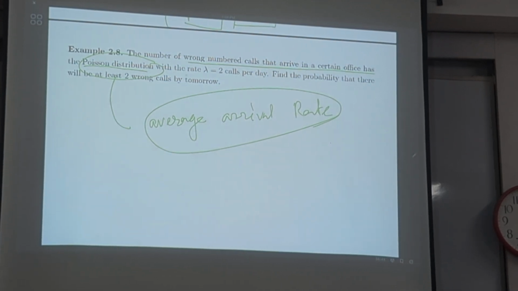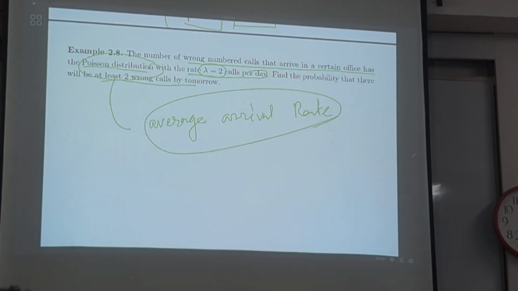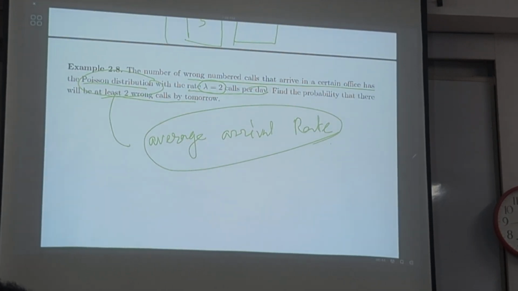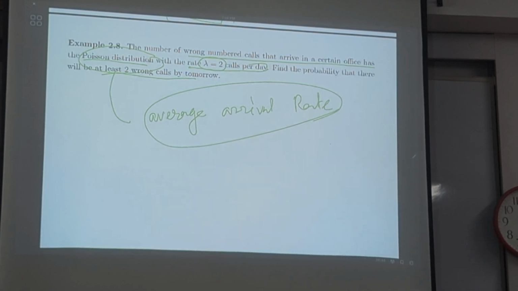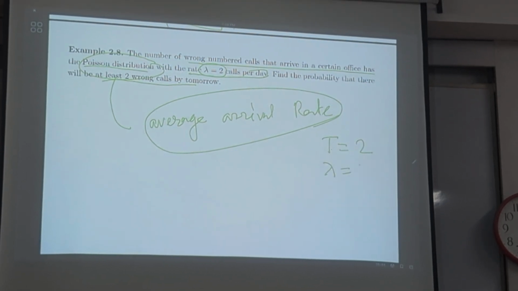So, the Poisson distribution with rate lambda equal to 2 calls per day. Find the probability that there will be at least 2 wrong-number calls by tomorrow. Can you solve it? By tomorrow, how many days? We are sitting on Thursday, so by tomorrow means Thursday and Friday. So T equals 2, lambda equals 2, and lambda T equals 4.